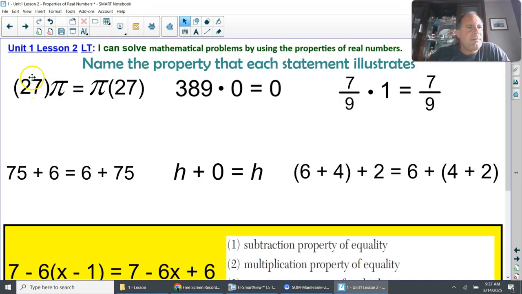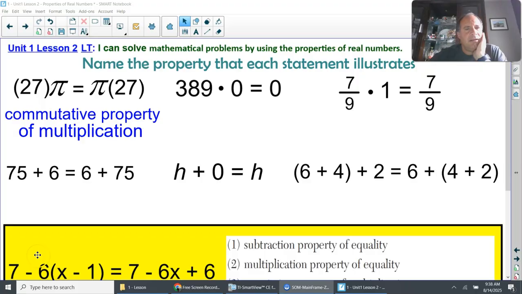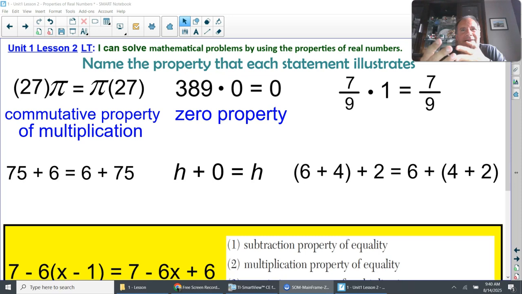Right, so we're talking about 27 times pi equals pi times 27. So all we're talking about is a switch. That is the commutative property of multiplication. The next one, 389 times 0 equals 0. This is the zero property of multiplication. You could say of multiplication, but there is no zero property otherwise, so we're just going to say zero property.